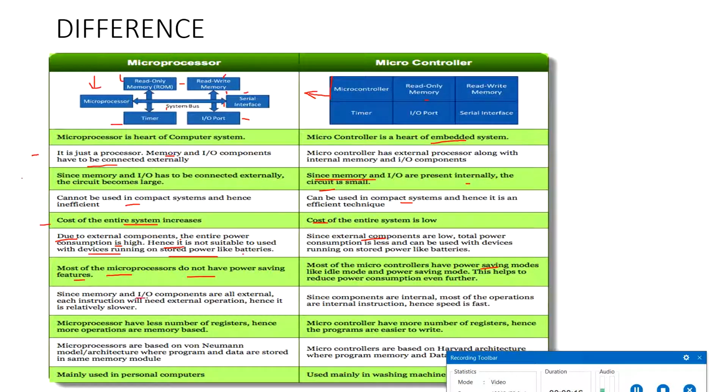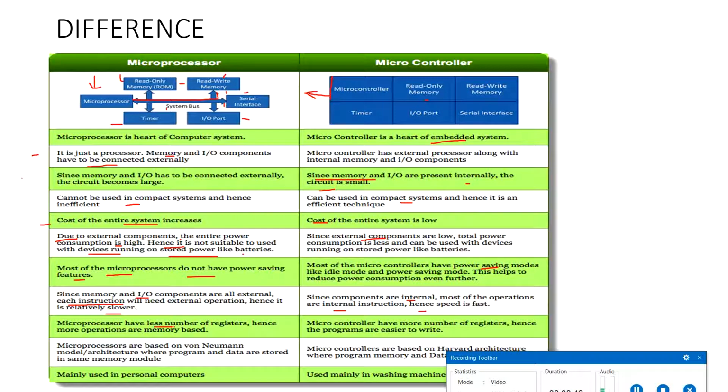Since memory and I/O components are all external, each instruction will need an external operation. Hence, it is relatively slower, right? If I want to fetch a ROM instruction or a RAM instruction, it has to flow through the data bus, and then it has to communicate. Whenever you connect externally, the data communication will be slower. Whereas over here, most of the operations are internal, and hence speed is fast.